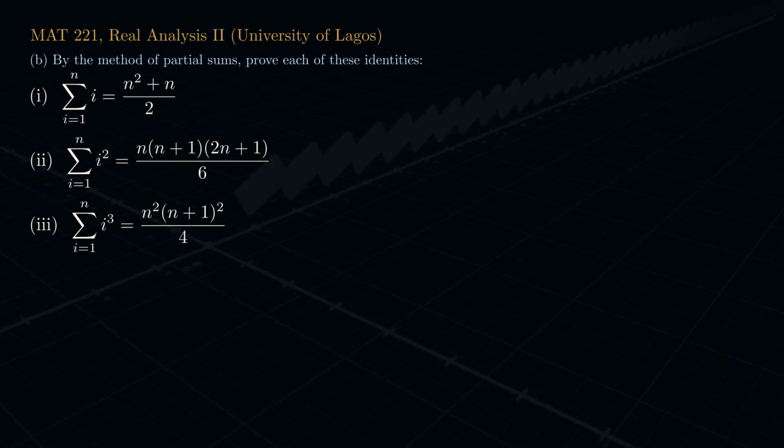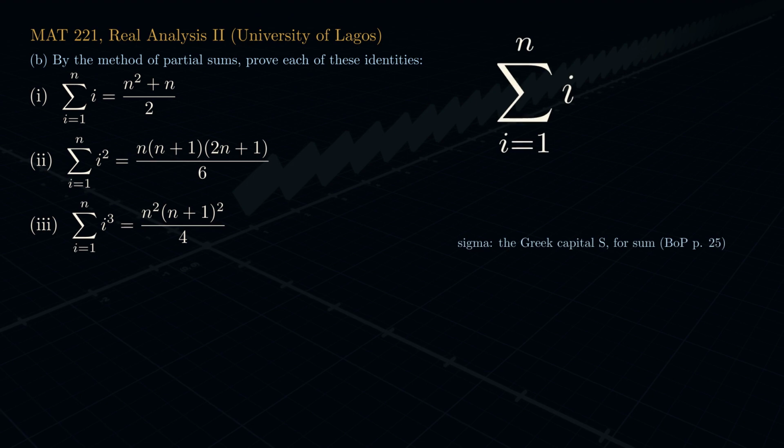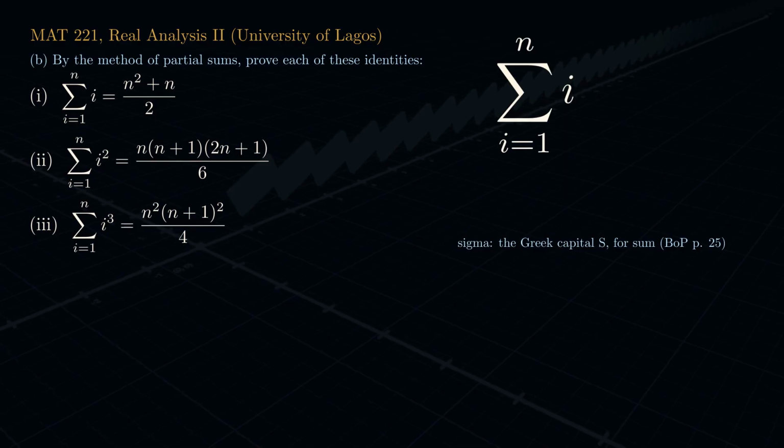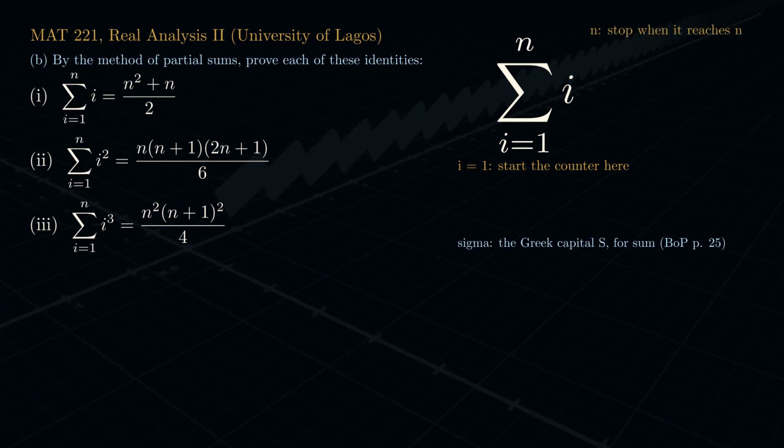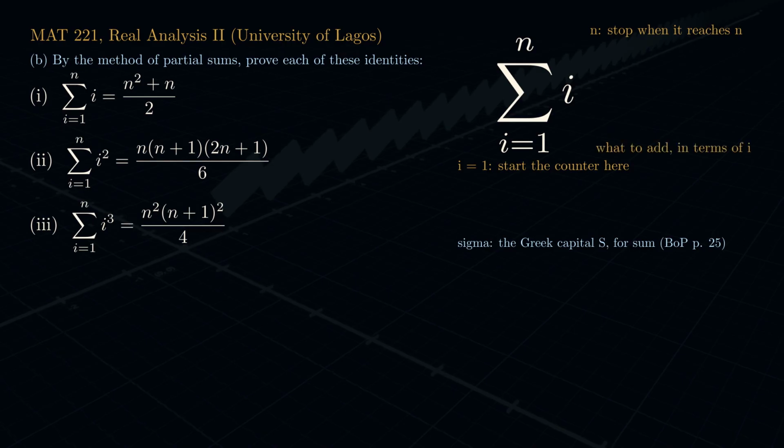Before anything else, that symbol. The big jagged letter is the Greek capital sigma, their letter S, and it stands for sum. Read it like this. Below it, i equals 1. Start the counter i at 1. Above it, n. Stop when the counter reaches n. To the right, the thing to add up, written in terms of i.